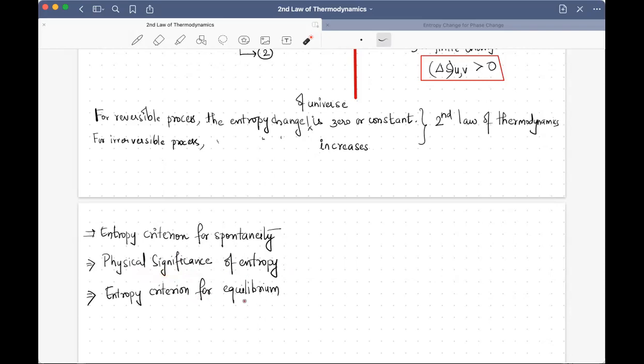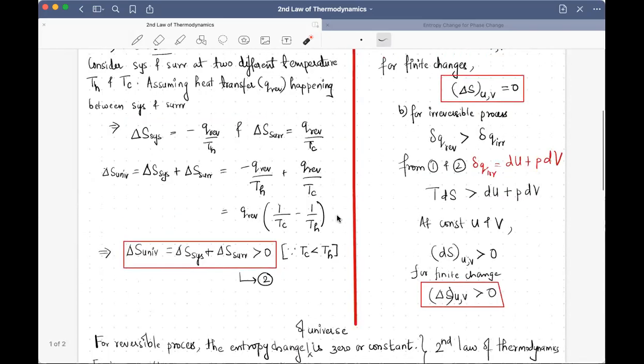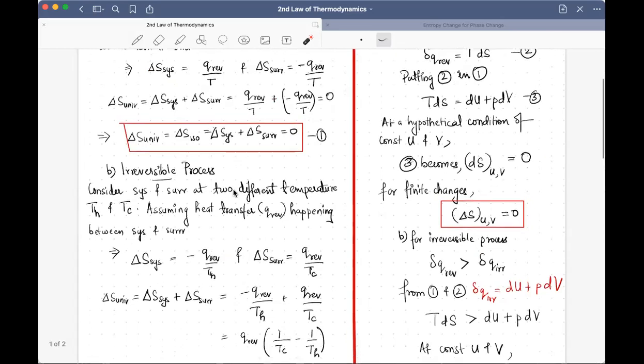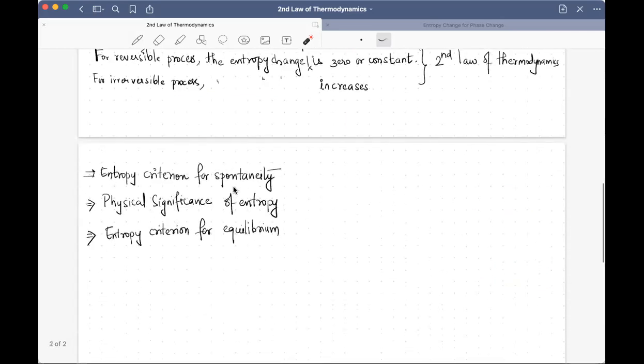And the entropy criteria for equilibrium. Equilibrium means it is for the reversible process. So the entropy criteria for an equilibrium or a reversible process is that there is no change in the entropy, or rather it is zero, and its value is constant or conserved. These three questions can be asked interchangeably. Basically, you have to use all these inferences that we got from the reversible and the irreversible process and explain each of them. So that's all in this video.